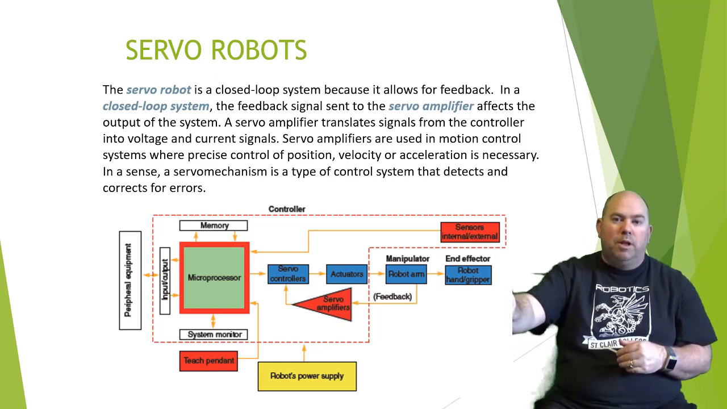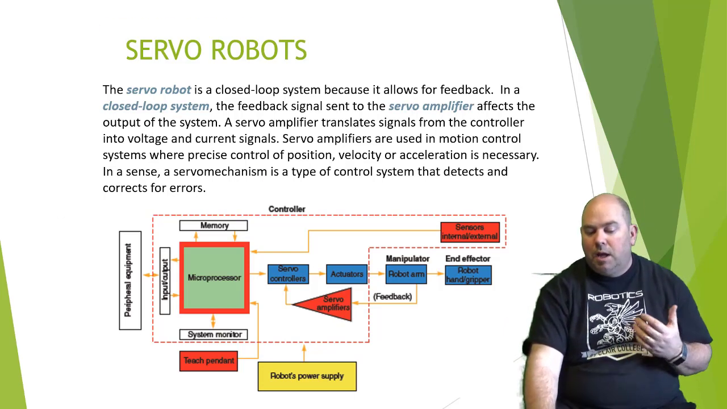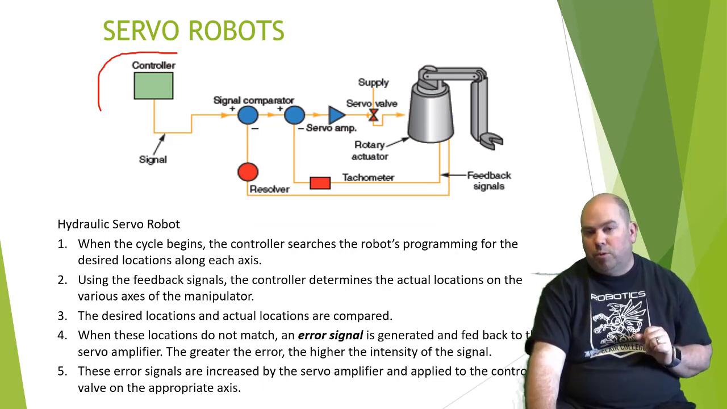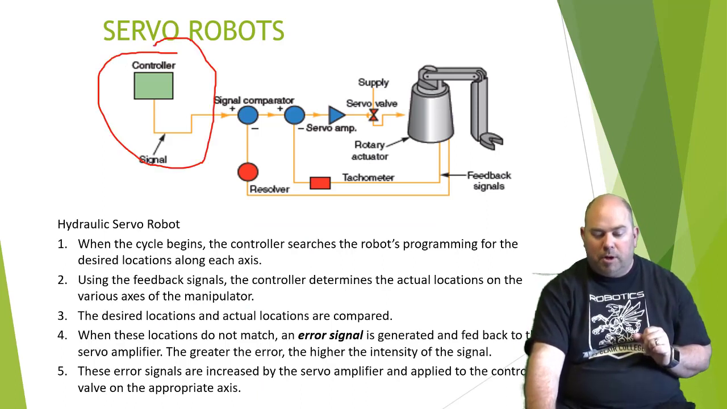Once I get close to that point, I'm going to stop. Okay, so that would be a closed loop system, or a servo-controlled robot, as we would call it. There's a diagram here. Similar to what we had before, the controller sends out a signal. Now we've got a couple of new devices in here.